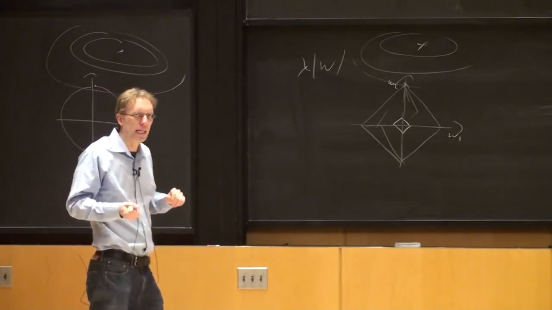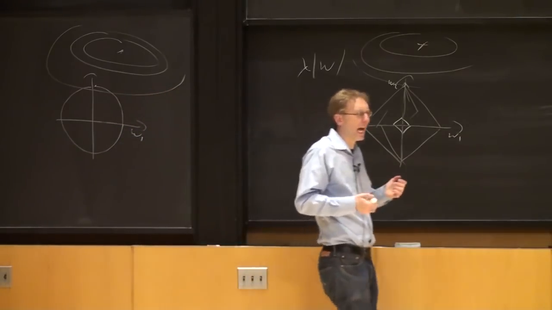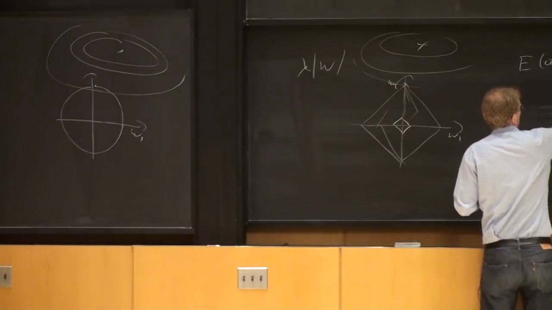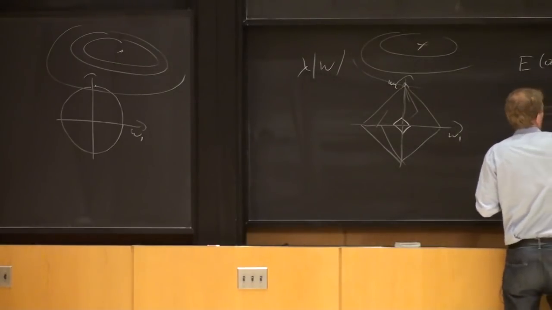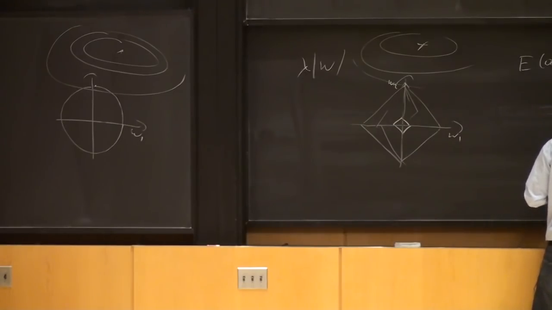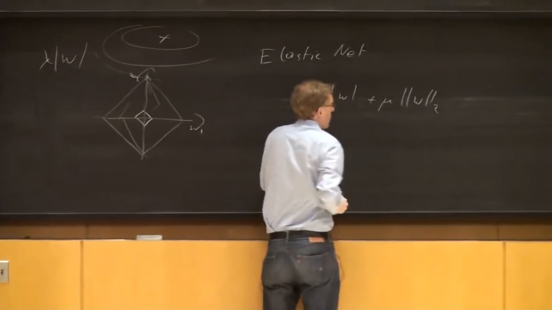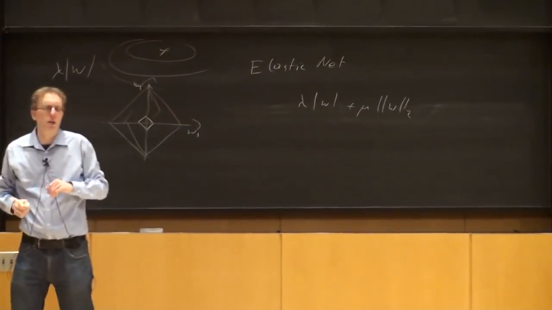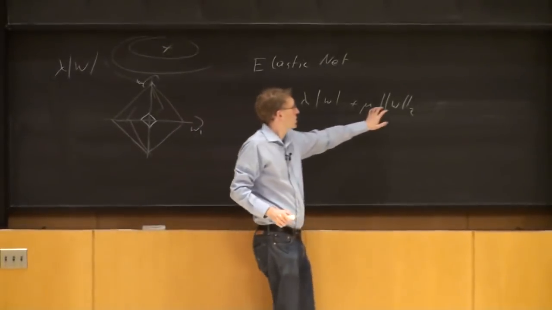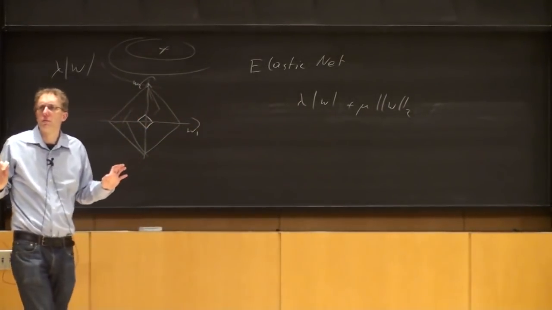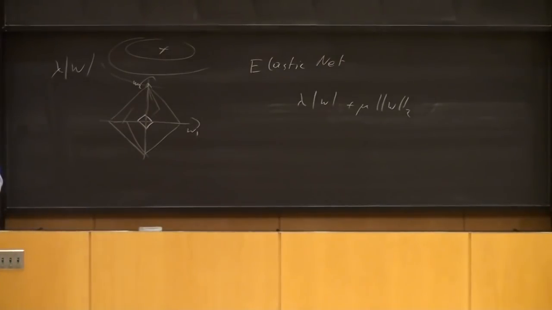So what people do in practice, and this is called the elastic net, is that you do a little bit of both. You do lambda L1 plus mu L2, where mu is very, very small. If you do this, then because the L2 term is strictly convex, there's a unique solution. There cannot be multiple solutions.